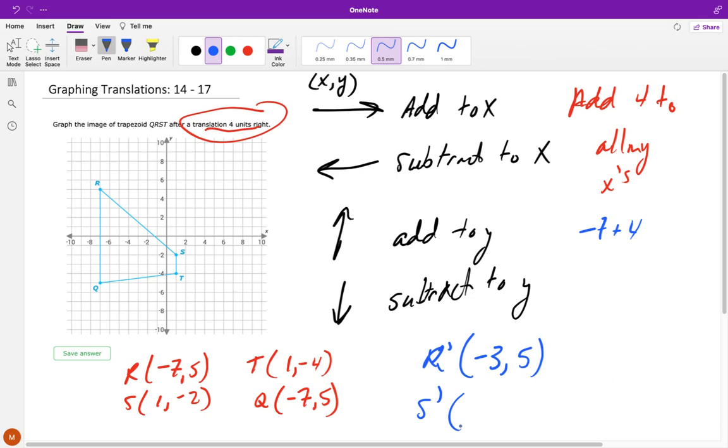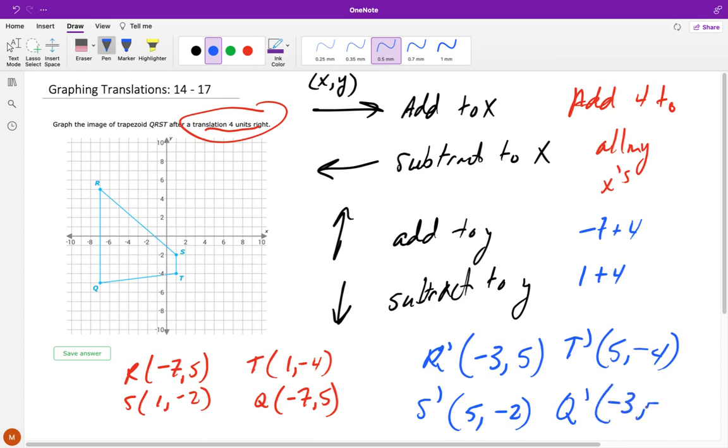If we were doing 2 translations, then you would have to change both your y and your x. Here, it's 1 plus 4, which is now 5. So it's 5, negative 2. For my T prime, it is 1 plus 4 again, so it's also going to be 5, negative 4. And my Q prime is the same as my R because it started as negative 7, so it'll be negative 3, 5.